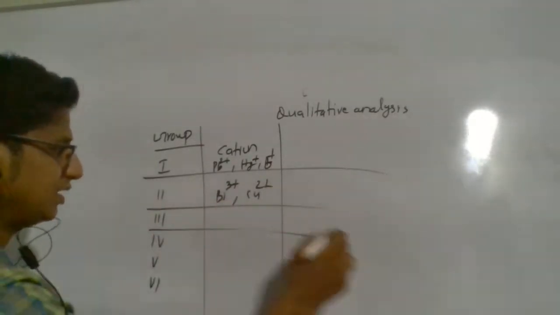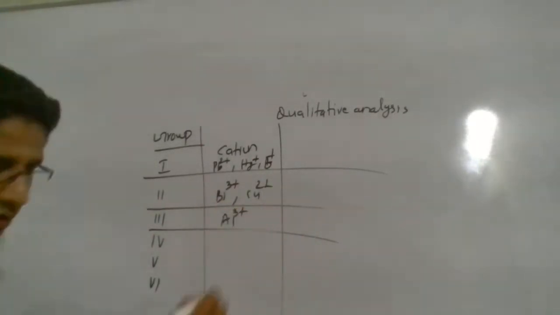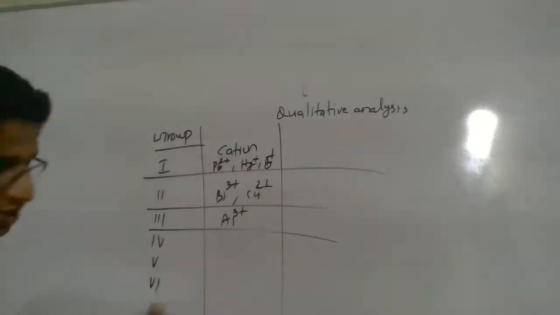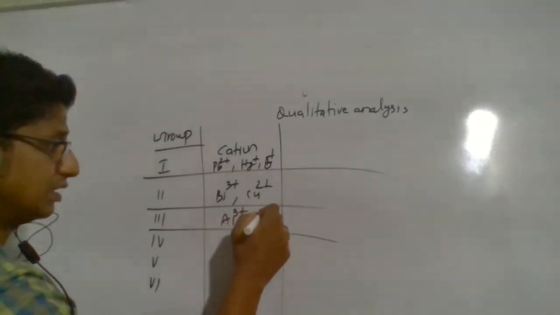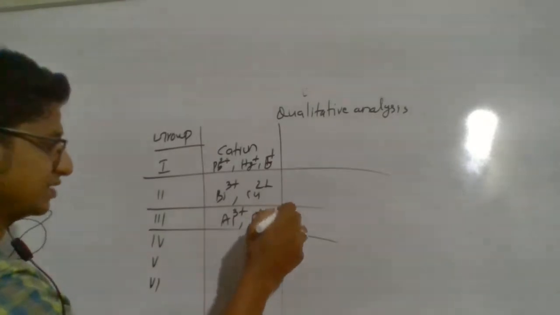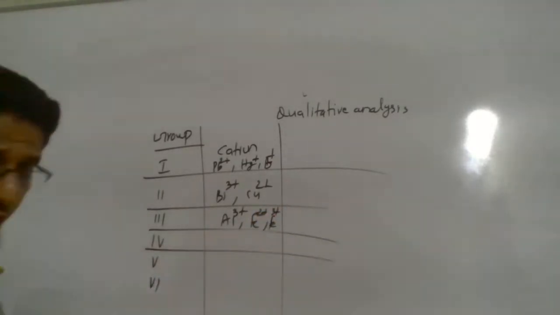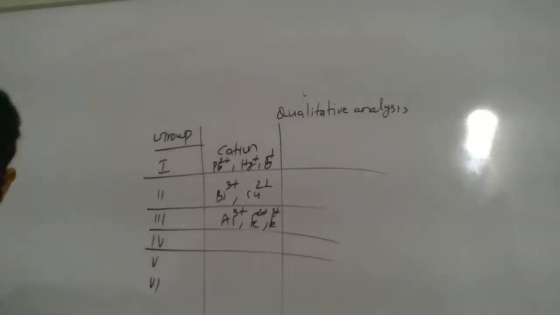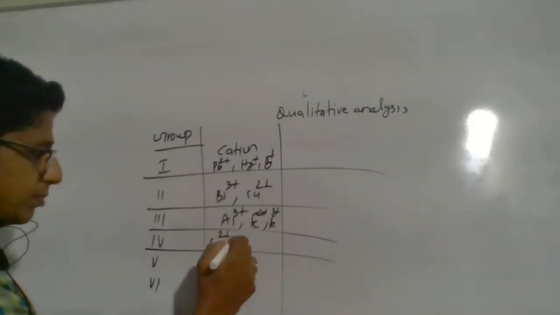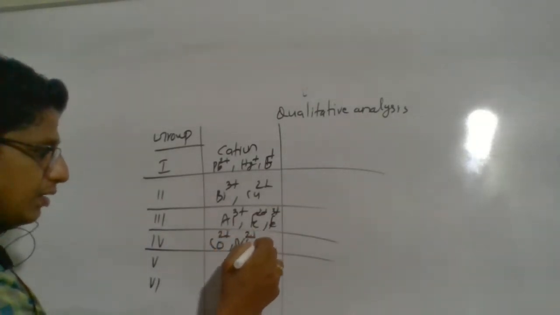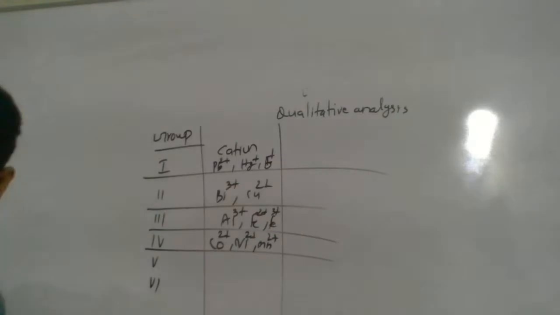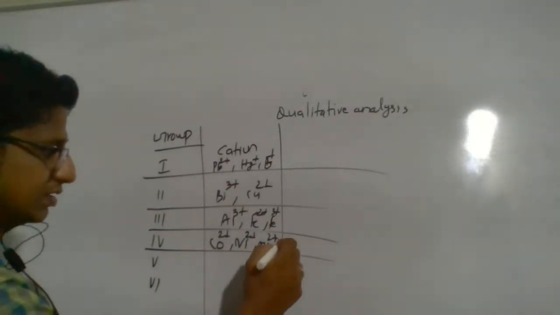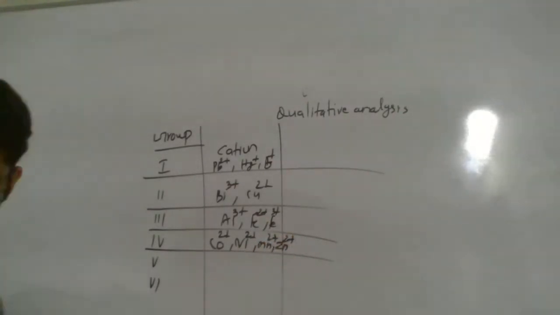These are group 2 cations. Talk about group 3: aluminium is the most important cation in group 3. Aluminium 3+, Fe2+, Fe3+, etc. That's group 3 for you. Group 4 cations: cobalt, nickel, manganese, and zinc. This is the group 4 cations.